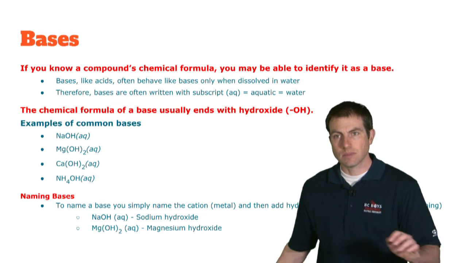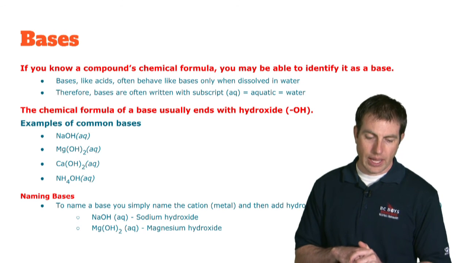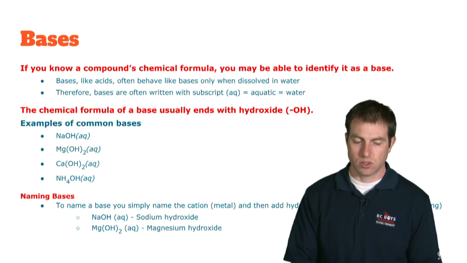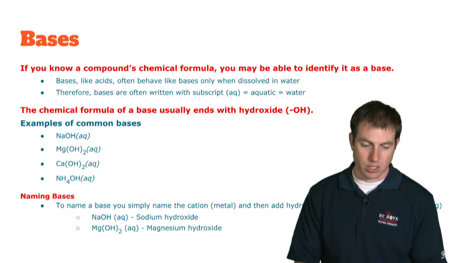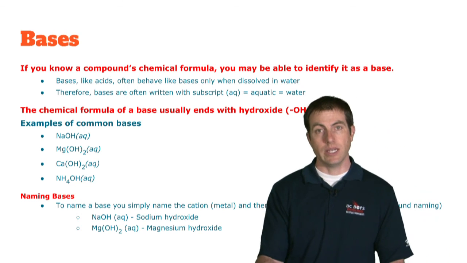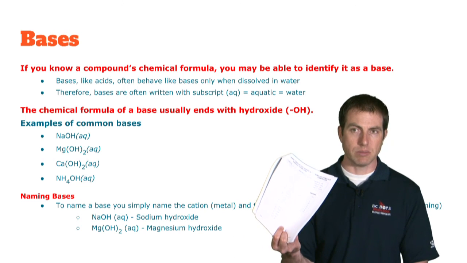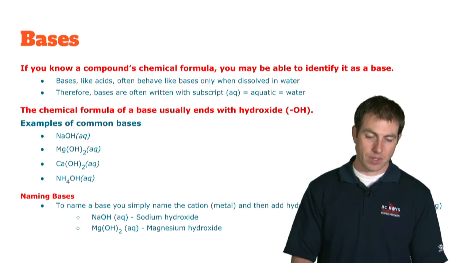Bases. Bases end in OH, always, always, always. And the good news for bases is they don't have fancy names. It's just always NaOH, sodium hydroxide, Mg(OH)2, magnesium hydroxide, Ca(OH)2, calcium hydroxide. So OH is on your polyatomic ion sheet. There are no special names here. There's nothing necessarily too special about your bases.